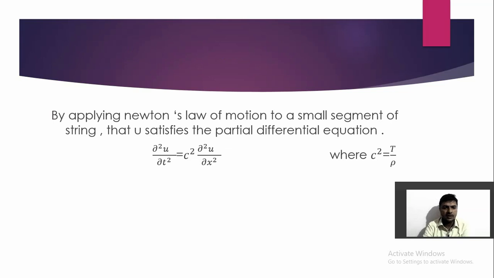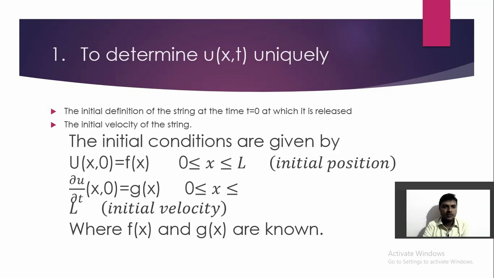So next we can see we are going to use the simple equation by applying Newton's law of motion to a small segment of string. This is a simple equation you have to remember. To determine u(x, t) uniquely, so everywhere for all the derivations we are going to take u(x, t) uniquely. So this is an initial definition.